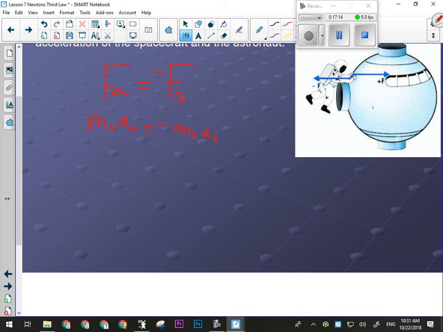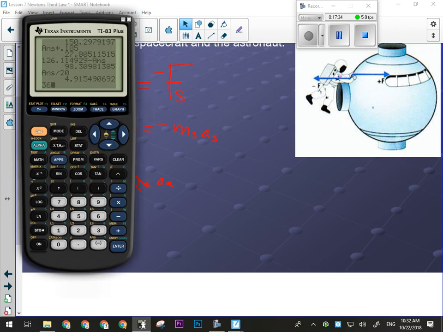We've got Newton's second law here. So negative 36 newtons on the astronaut equals the mass of the astronaut times the acceleration of the astronaut. I divide both sides by the mass of the astronaut, which we were told was 92 kilograms. So 36 divided by 92, the acceleration of the astronaut is 0.39 meters per second squared backwards. Whereas for the spacecraft, it's going to be 36 divided by 11,000. Is that a pretty small acceleration? That's 3.3 millimeters per second squared.